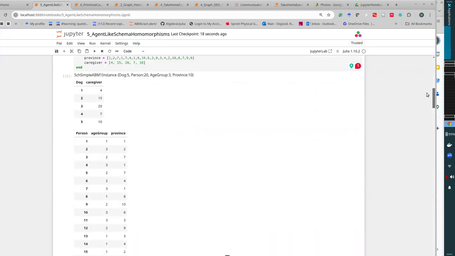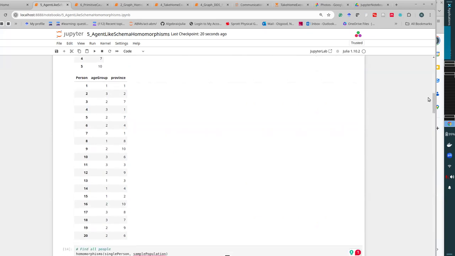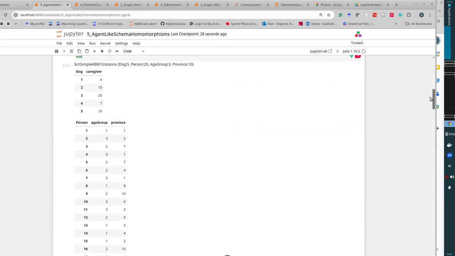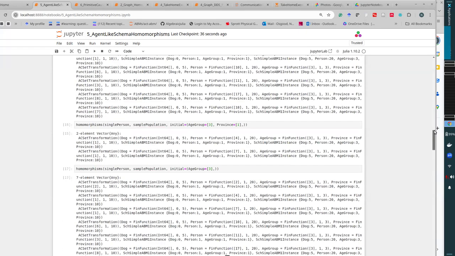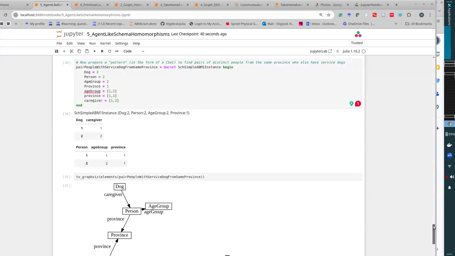Let's go up to our database and check it out, right? Okay, first of all, are 20 and 10 from the same province? Yeah, they're both from province 6. But are they both caregivers to dogs, right? Yeah, here they are in the dog table. So they have dogs, or dogs have them.